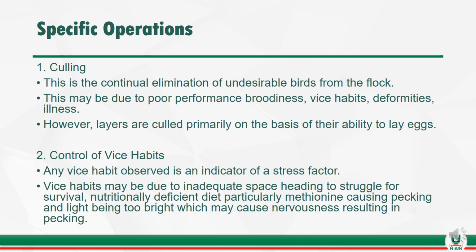Number two, control of vice habits. Any vice habit observed is an indicator of a stress factor. Of course, you want to eliminate stress completely in the flock. Now, vice habit may be due to inadequate space leading to struggle for survival, nutritionally deficient diet, particularly methionine, causing pecking, and light being too bright, which may cause nervousness, resulting in pecking.